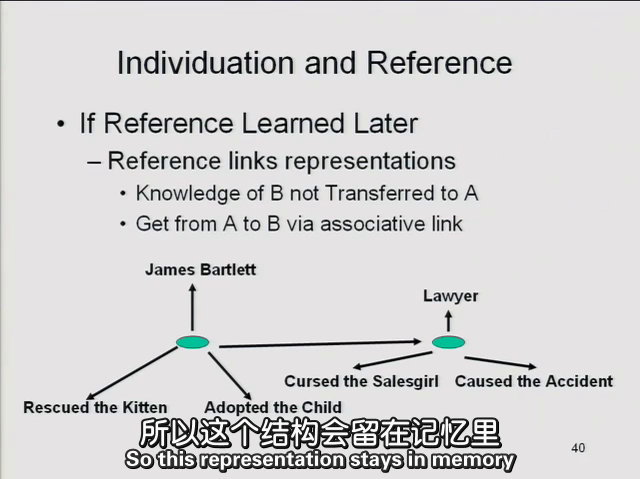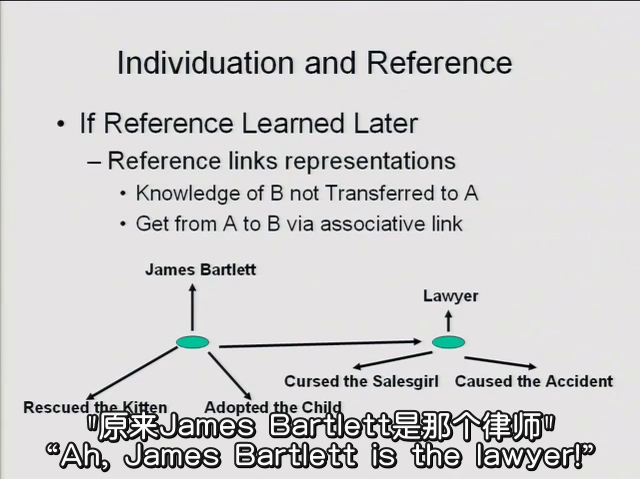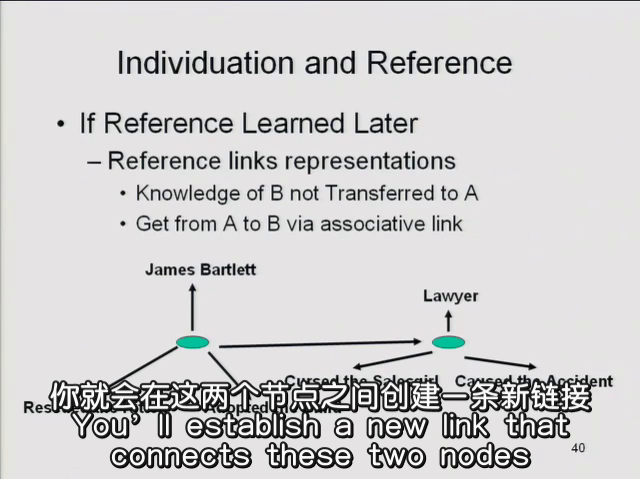So this representation stays in memory. This representation stays in memory. What happens when I tell you, by the way, James Bartlett is the lawyer? You say, ah, James Bartlett is the lawyer. You establish a new link that connects these two nodes.